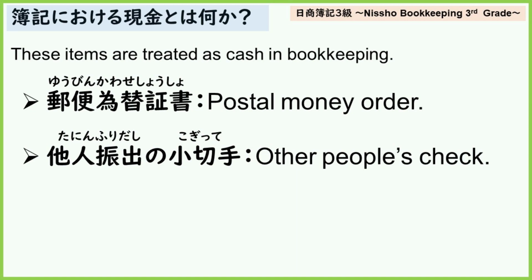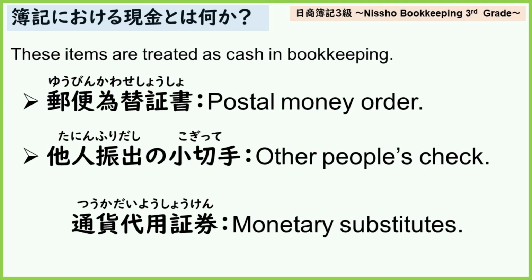When it comes to other people's check, I will provide a detailed explanation in the following video number 4. Therefore, at this stage, please remember that if you receive a check from another company, you should process it as cash. When you take these to the post office or financial institution, you can exchange them for cash immediately. Therefore, in bookkeeping, they are all treated as cash. Furthermore, because these are considered equivalent to cash, they are referred to as monetary substitutes.